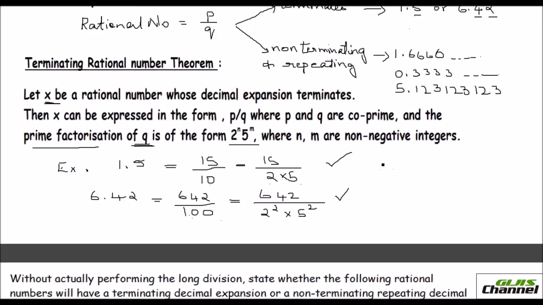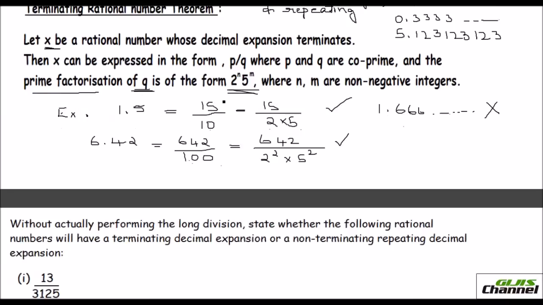Just take one non-terminating number, 1.666666, it keeps going. You don't know how many digits come, it is infinite, right? So you can't write this as a fraction because we don't know where the decimal digits end, okay? So this cannot be written as a fraction, and thereby you cannot check whether the denominator Q is in this form. Understood? I don't want to explain more about this.